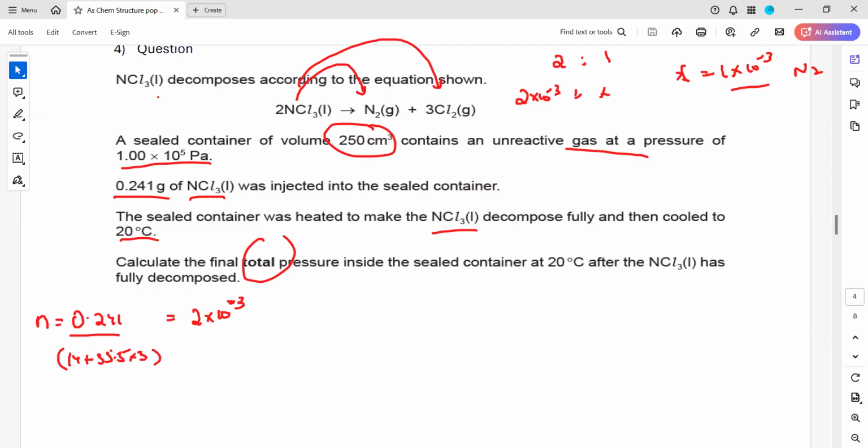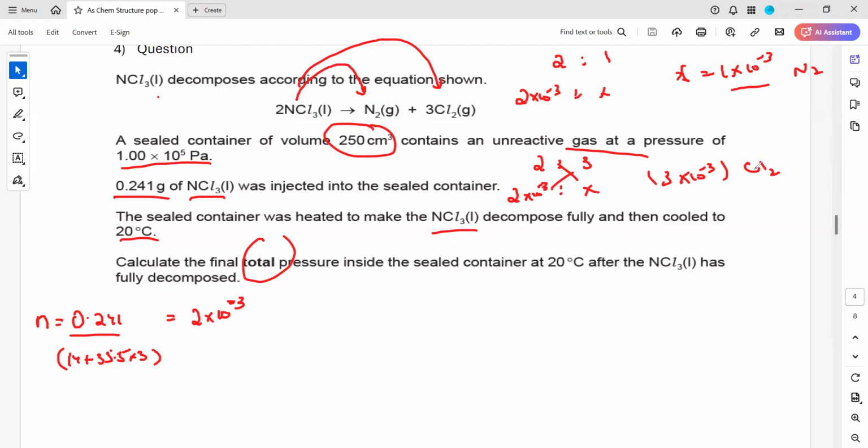That is one way of doing it. So what is the value for x? If the ratio between the NCl3 and the chlorine is 2:3, and we have 2 × 10^-3, how many moles will be there? Cross multiply, and you get 3 × 10^-3 moles of chlorine.